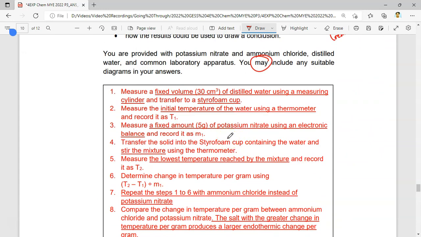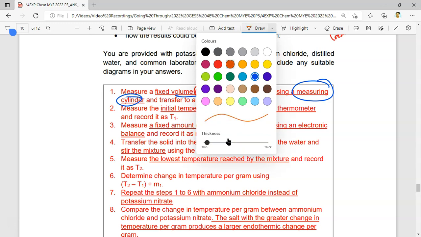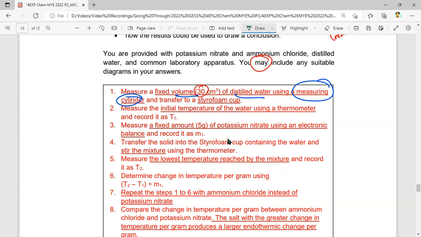So let's go through. First, I'll measure a fixed volume. How much, we just leave it up to you, but the key idea here is we want a fixed volume of distilled water. What instrument are you using here? I'm going to put all the instruments I'm going to use. So I'm going to use a measuring cylinder to measure the volume of my distilled water. The precaution I'm going to take is to put it in a styrofoam cup, because I want to reduce heat loss. So the styrofoam cup is like an additional layer to make my experiment more accurate.